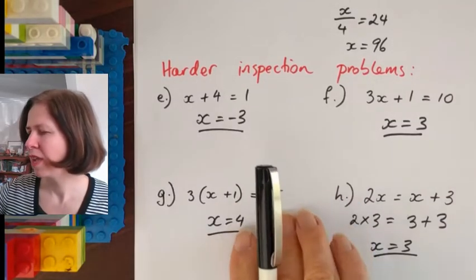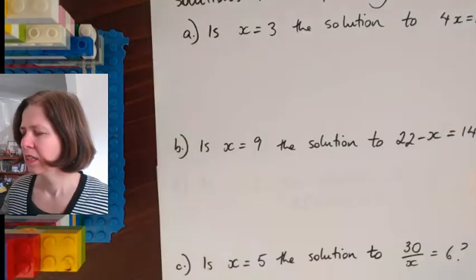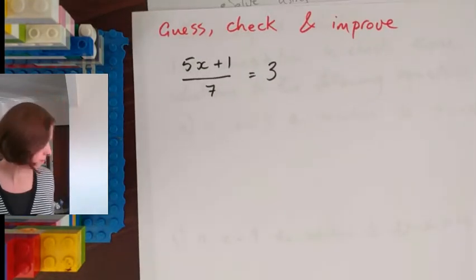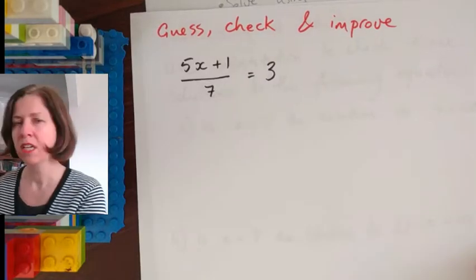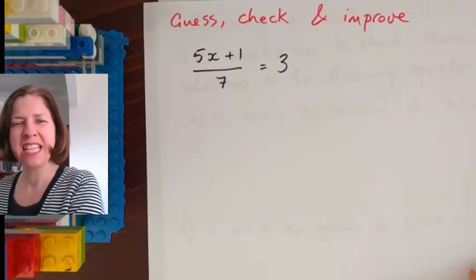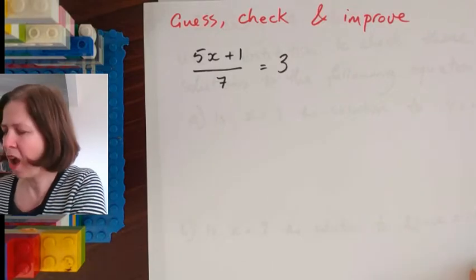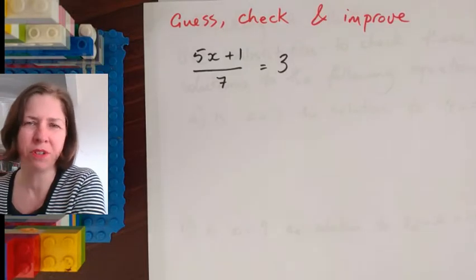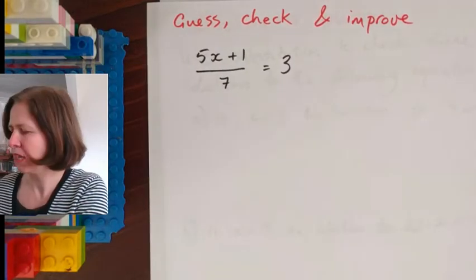Sometimes we have another method, which is called guess, check, and improve. Now, I'm only going to show you one of these. We're not going to use this a lot, but sometimes it's good to have a fallback method. So this equation looks pretty tricky. 5x plus 1 divided by 7 equals 3. I don't know. Let's just try something, all right?